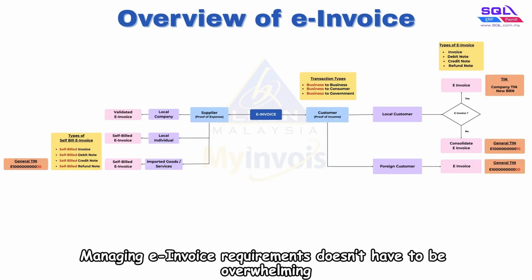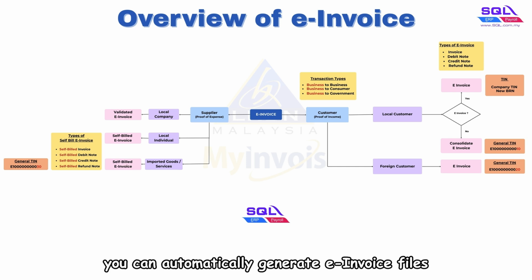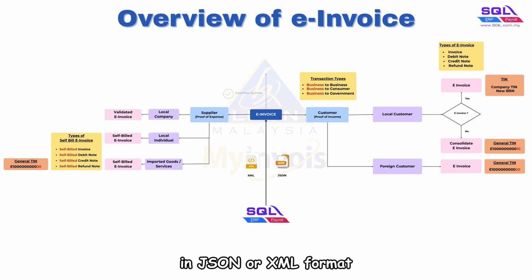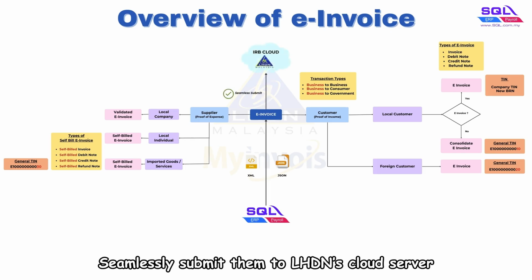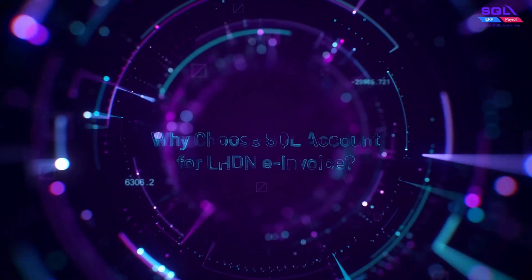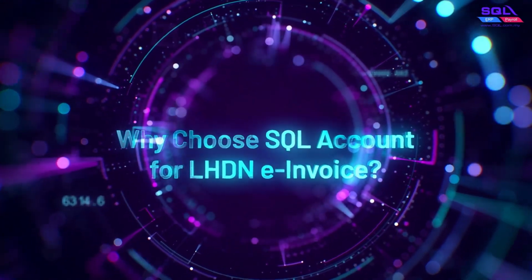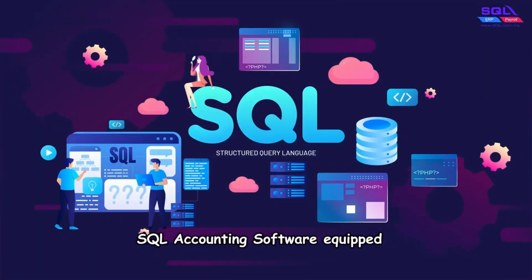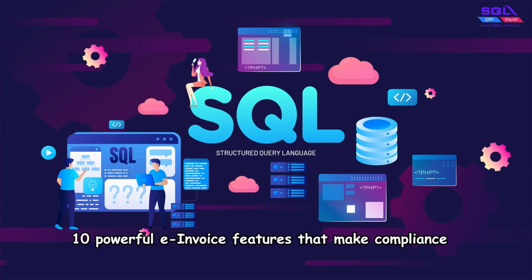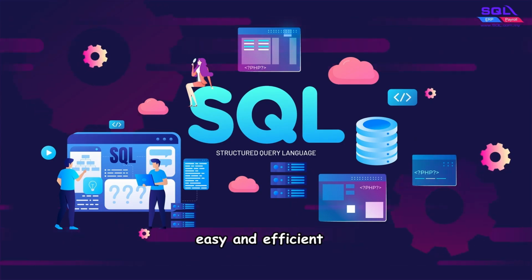Managing e-invoice requirements doesn't have to be overwhelming. With SQL accounting software, you can automatically generate e-invoice files in JSON or XML format. Seamlessly submit them to LHDN's cloud server. Why choose SQL Account for LHDN e-invoice? SQL accounting software is equipped with 10 powerful e-invoice features that make compliance easy and efficient.